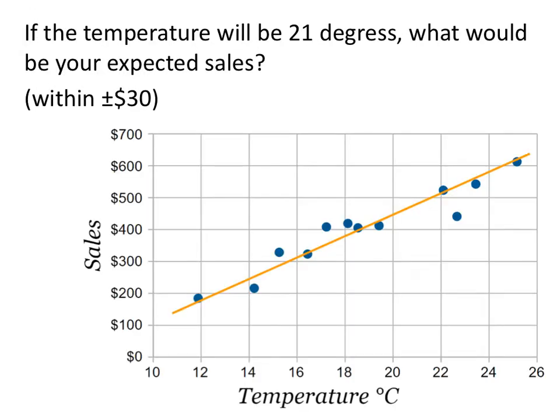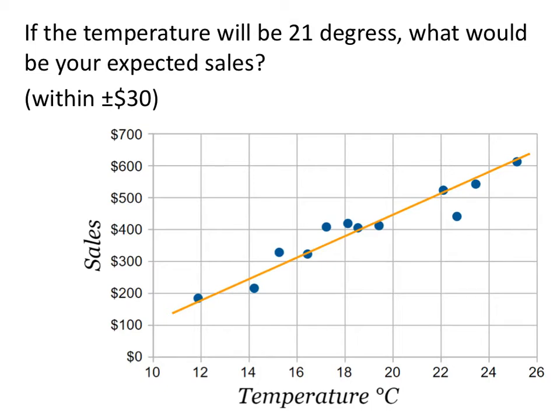So if the temperature will be 21 degrees, what would be your expected sales? Within $30, which is pretty good. It's a pretty good margin of error, because it's really $60 of error that we can be off on this, okay? Because it can go up 30 from where it should be and then down 30 from where it should be.